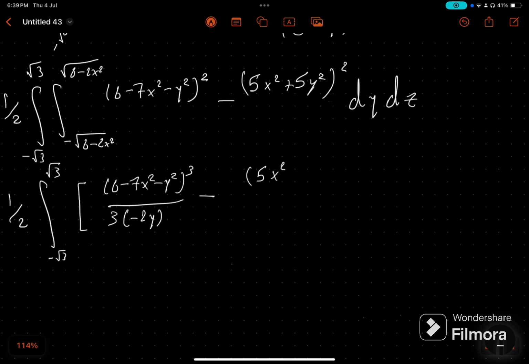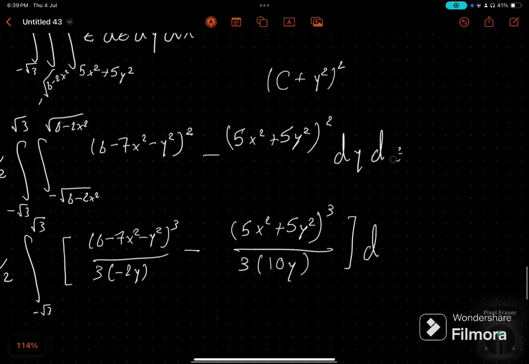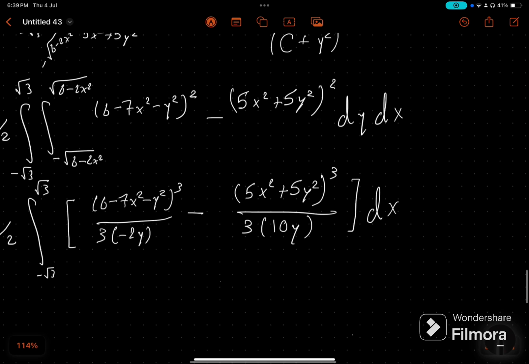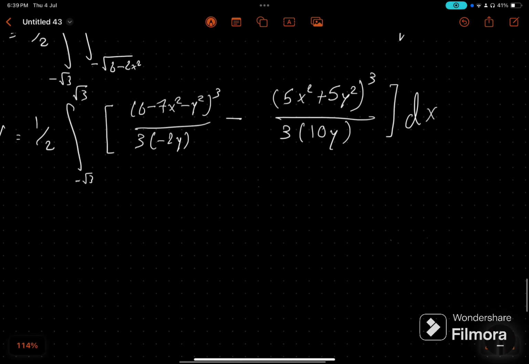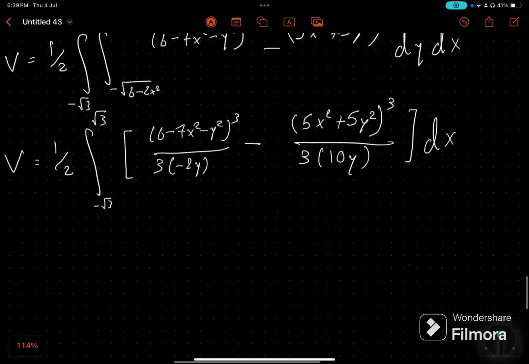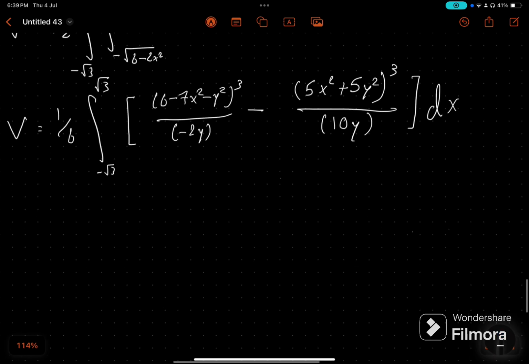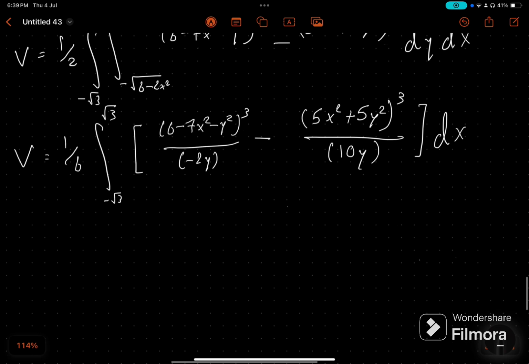So for 5x squared plus 5y squared, you just try to see how it would turn out if you differentiate back. So 3 times 10y, and this is dx. And if we differentiate this also, we're going to get something similar, so we are correct. Now we can take a 3 to the outside. It's 1 over 6.